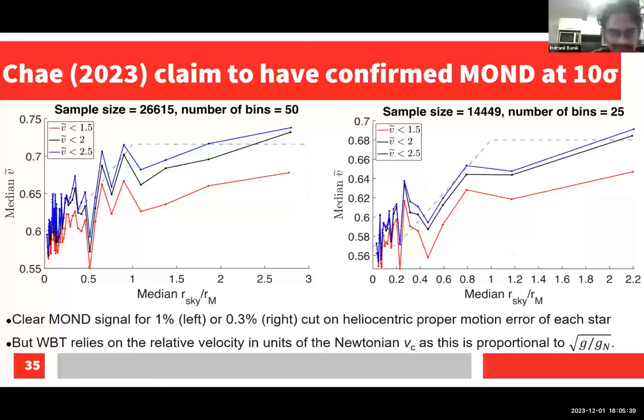So can I just address? Be very clear here. Q's claims are not on the median value of V tilde, okay? Which is what you're showing in those plots.